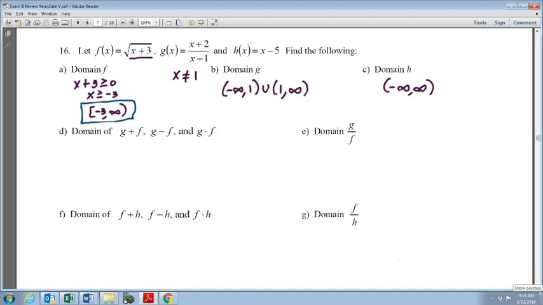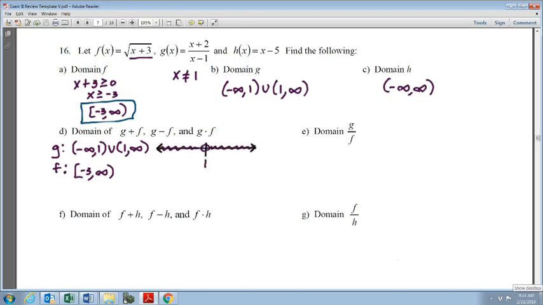Alright, so on D it says find the domain of g plus f, g minus f, and g times f. What we learned is if we just intersect the two domains of g and f, that'll give us our domain for each of these. What I like to use is the word, basically I look at what the two domains have in common. So the domain of g includes everything but 1. The domain of f is negative 3 to infinity. So what do these two domains have in common?